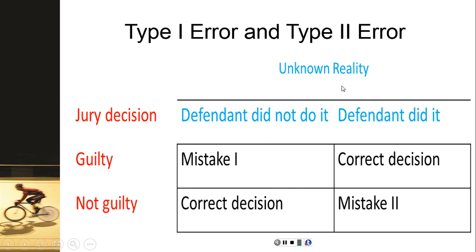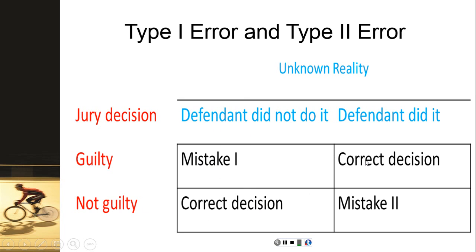With those two unknown realities and two possible jury decisions, in combination, we are facing four possible outcomes in any legal trial. The first one is when the defendant did not do it, but the jury decision comes out to be guilty. So it's a mistake. This mistake means you are sending an innocent person to jail for a crime he or she did not commit. The second outcome happens when the defendant did not do it, and the jury decision comes out to be not guilty. The defendant didn't do it, so it's a correct decision.